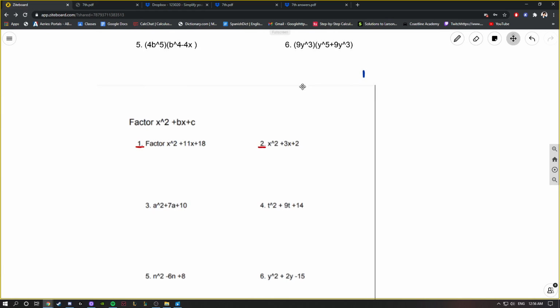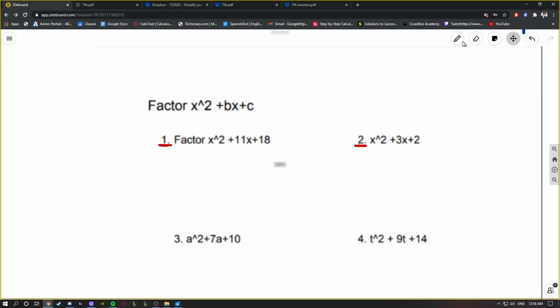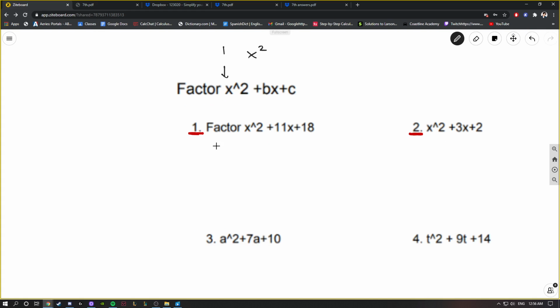Okay, moving on, we have factoring. So factoring methods change based on the power and also the leading coefficient of x, but today we'll just be working with leading coefficients of 1 and quadratic equations, which is x squared. So number 1, it's asking us to factor x squared plus 11x plus 18.